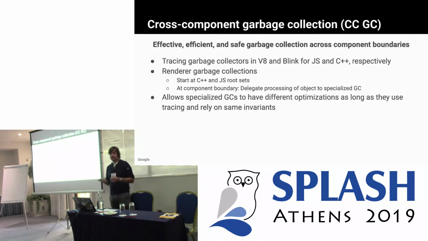And for that, we introduced in Chrome renderer garbage collections, which start at C++ and JavaScript roots, and then at the component boundary delegate to specialized garbage collectors. The interesting observation here is that if you maintain a set of invariants in both systems, you can still specialize your GCs to the needs of the language. And we'll get to one example later on, which is specialized to JavaScript semantics and the JavaScript object model, which would not work in C++.